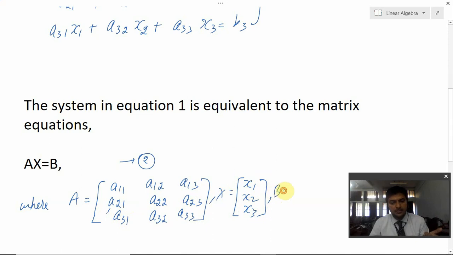Next we will take matrix B. So B are the constants, meaning B does not contain any x1, x2, x3. They are the B1, B2 and B3 values. See that you do it.